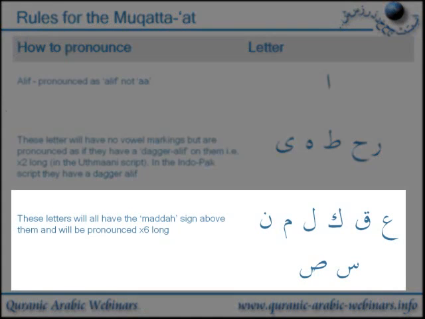The next group of letters, so we have the ayn, the qaf, the kaf, the lam, the mim, the noon, the sin, and the sad will always be pronounced as 6 long. And again, they're pronounced as the name of the letter, not as the sound. So these letters will all have the mad or the madda sign above them and will be pronounced as 6 lengths long.